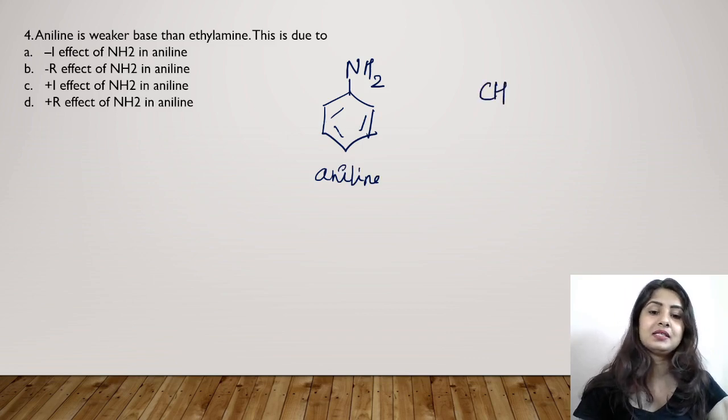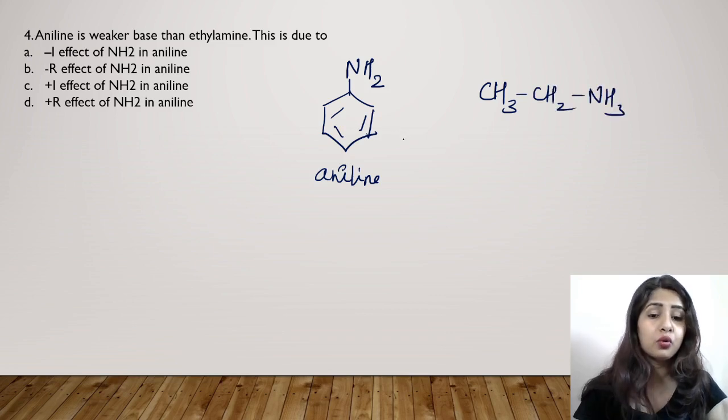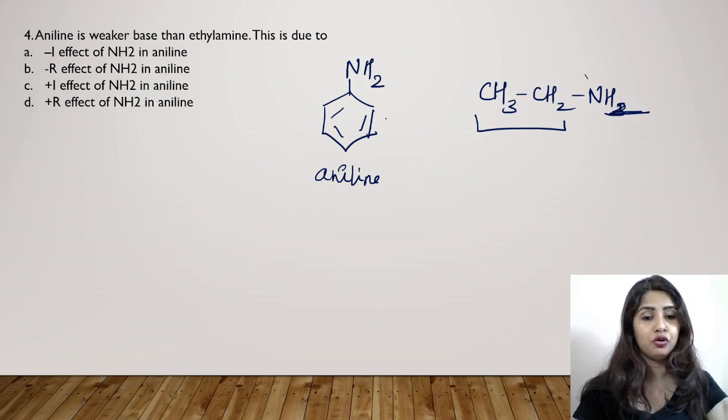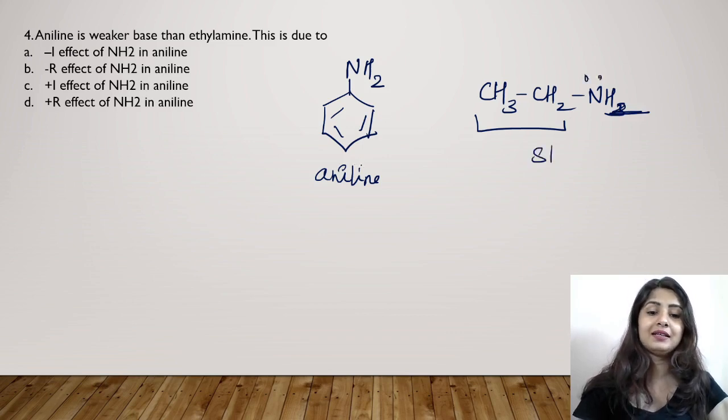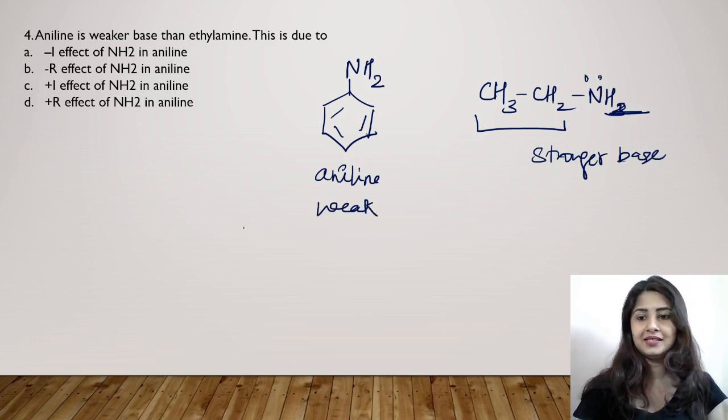Ethylamine is CH3CH2NH2. How do I know it? This is the ethyl group, CH3, CH2, and this is the amine group, right? It says that it is a stronger base, and this is a weak base, right?